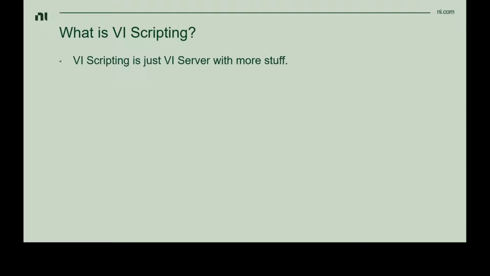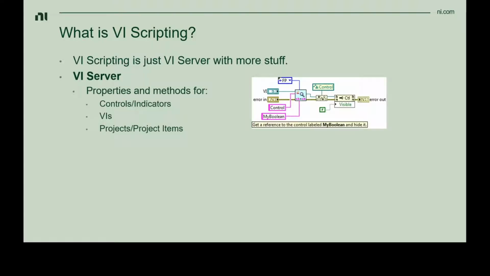Scripting is just VI server. That's all it is, but just a few more things added to VI server. So if you think about VI server, you're almost always using it to modify properties of a VI or properties of the front panel of a VI. For example, this is VI server code that I'm showing on my screen right now. We have a VI reference. We look on the front panel of that VI to find a control called myBoolean, and then we change the visible property of that Boolean to false to hide it.